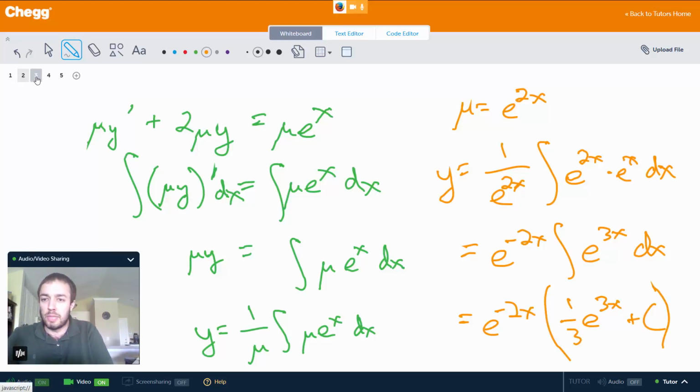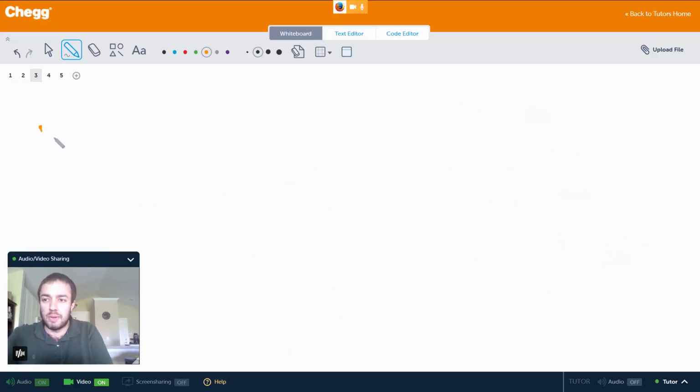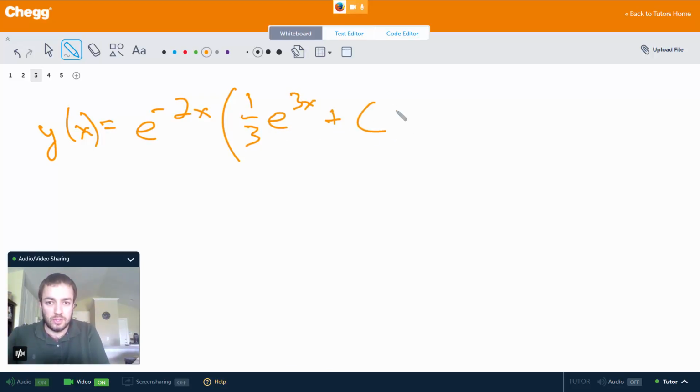All right, so let's go ahead and go to page 3, and then what we have now is y of x equals e to the negative 2x times 1/3 e to the 3x plus c. All right, that's what we have so far. Now, let's go ahead and distribute this e to the negative 2x just to simplify a little bit. So we end up with 1/3 e to the negative 2x plus 3x is just e to the x. Then we have plus c e to the negative 2x.